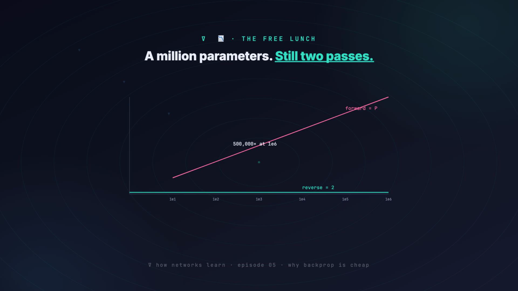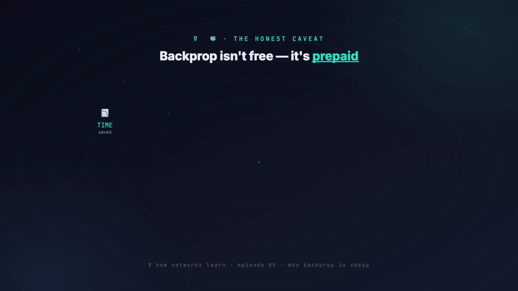That flat line is the single most important economic fact in deep learning. The cost of a gradient is the cost of a prediction plus 1. One honest caveat, because I promised you the senior engineer version. Reverse mode isn't free in memory. To sweep backward, you have to remember the activations from the forward pass, the values at every node. That's the trade-off. Backprop spends memory to save time.